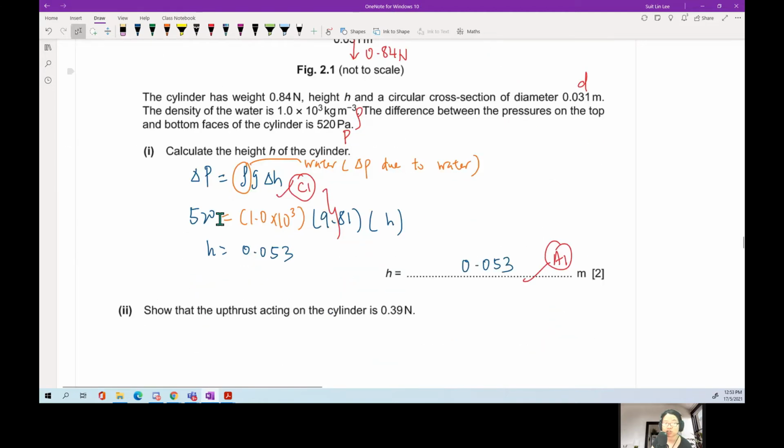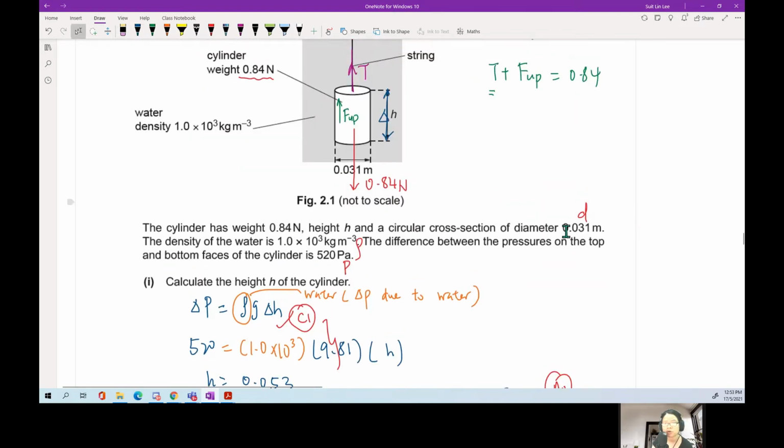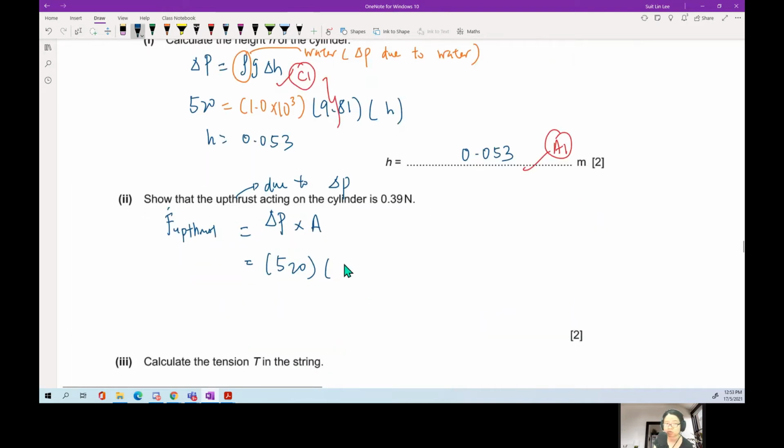But what I have is the pressure difference. So the upthrust force is equal to the pressure difference times area, because this upthrust is due to pressure difference in the water. We got the pressure difference, which is 520, and we have the area, don't we? We got the diameter, 0.031. So pi d squared, 0.031 squared over 4. I'm using the equation A is pi d squared over 4.